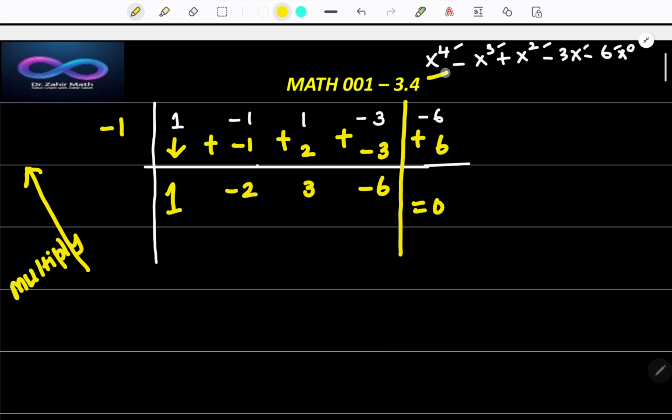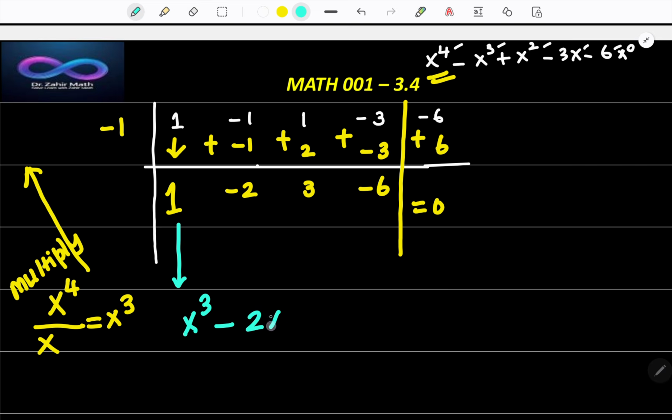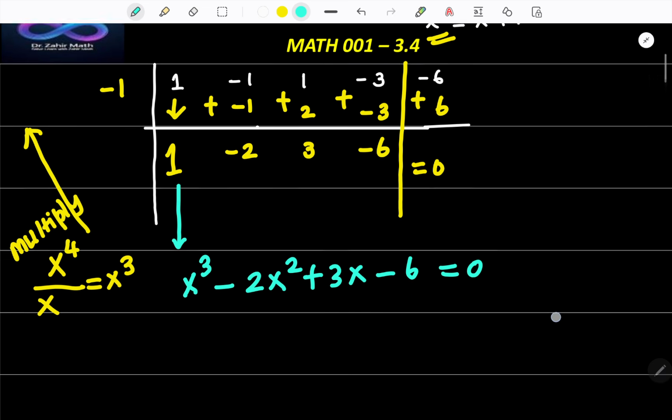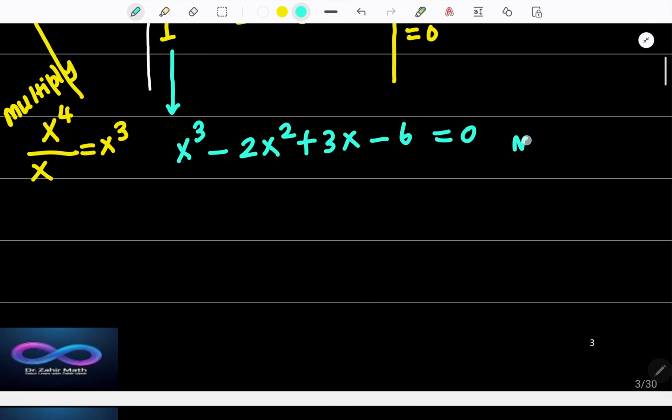Right? So this is power 4. So I started with x power 4. I divided by 1x. So my resulting answer will be what? X cube. So what I'm going to do? This one starts from x cube: 1x cube minus 2x square plus 3x minus 6 equal to 0. Right?